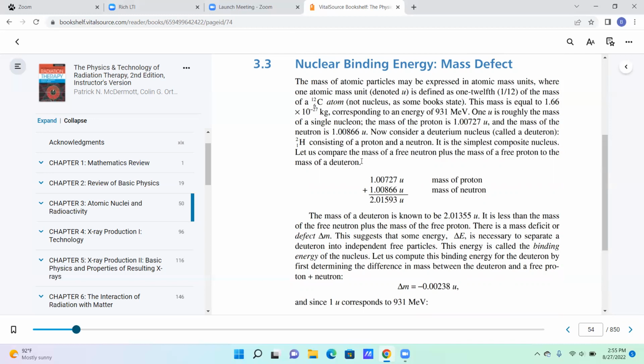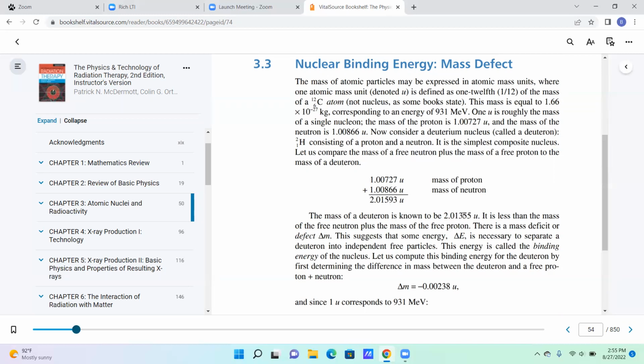So 1 U is roughly the mass of a single nucleon. The mass of a proton is about 1.00727 U. The mass of a neutron is just a little bit more. If you go to a deuterium nucleus, you can see here that it consists of a proton and a neutron. It's a simple composite nucleus. And we're going to compare the mass of a free neutron plus the mass of a free proton to the mass of a deuteron. So we know the mass of a deuteron happens to be this. If you add the individual particles together, it ends up being that. So what's the difference?